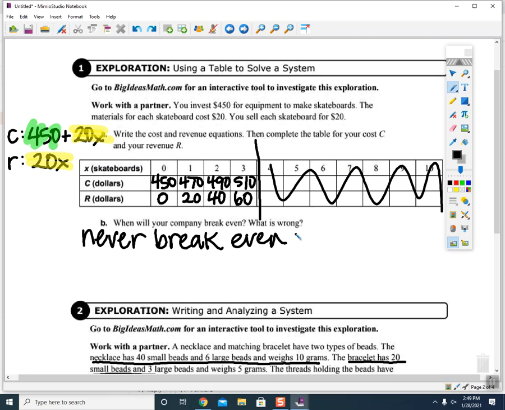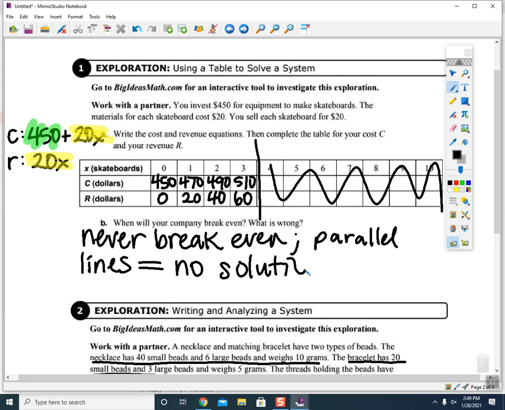And I know that because these are parallel lines, which means no solution. You're never going to get to a solution. You're never going to break even.